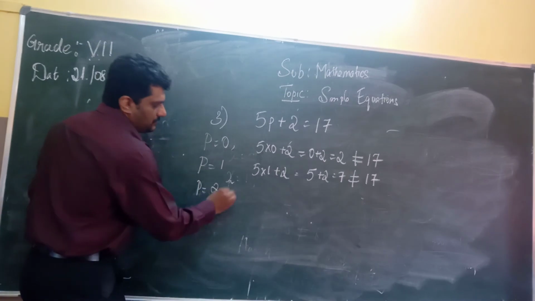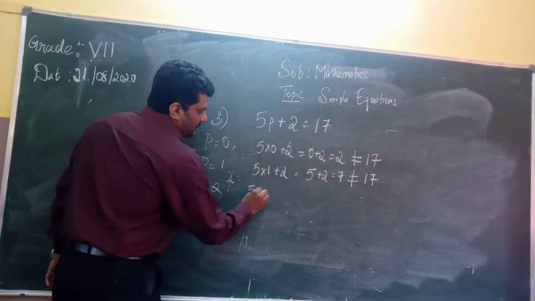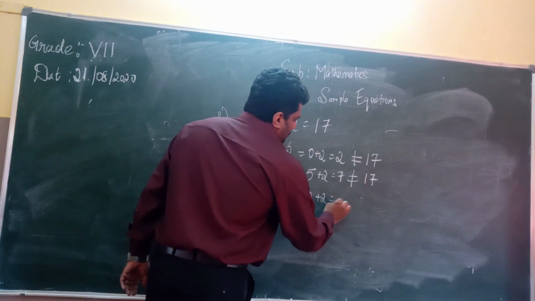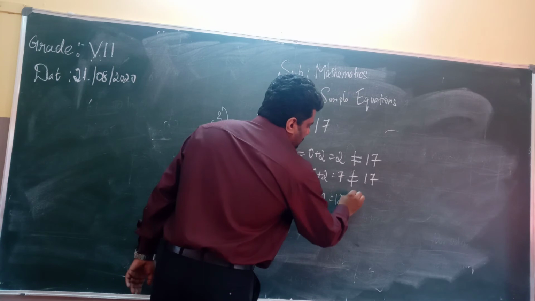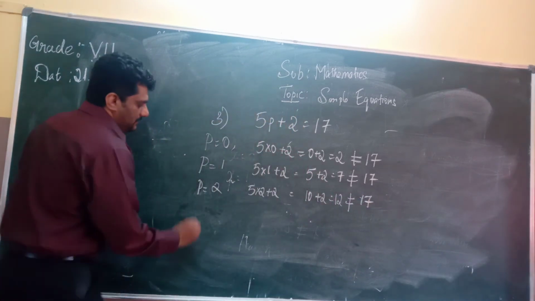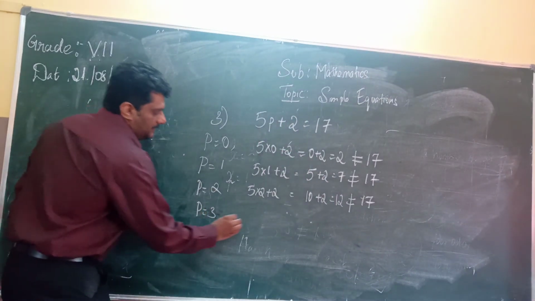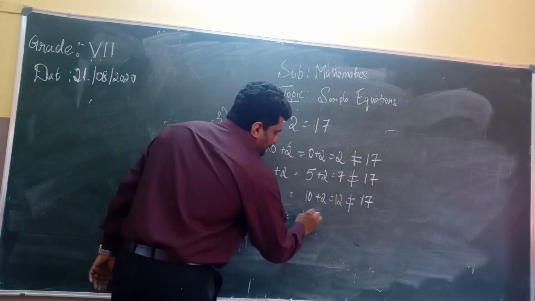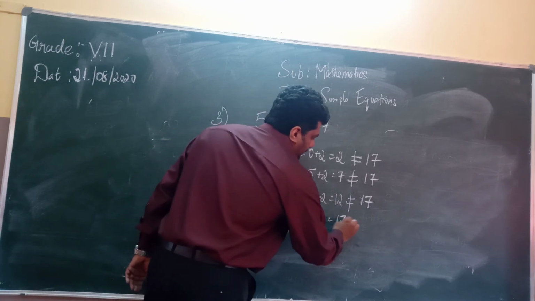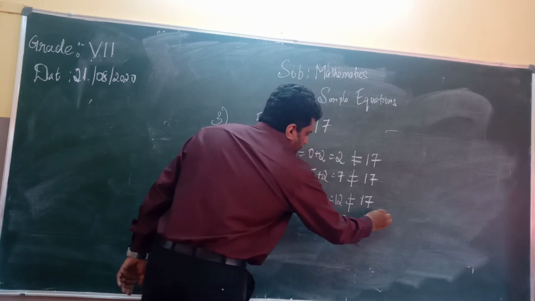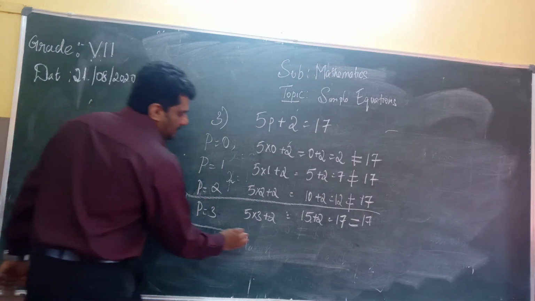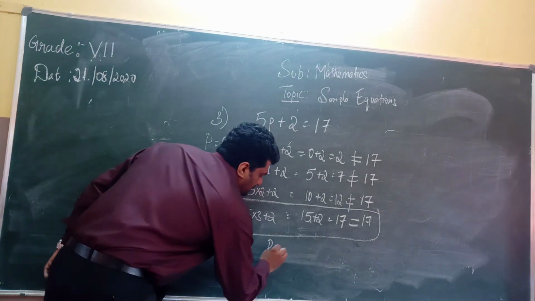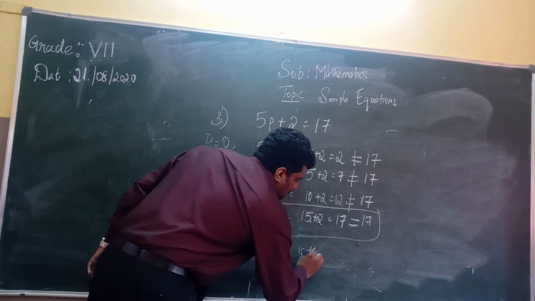p is equal to 2. 5 into 2 plus 2, which is 10 plus 2, is 12, is not equal to 17. p is equal to 3. 5 into 3 plus 2, which gives you 15 plus 2, which is 17. It is equal to 17. So that means when you give the value p is equal to 3, it is the solution.